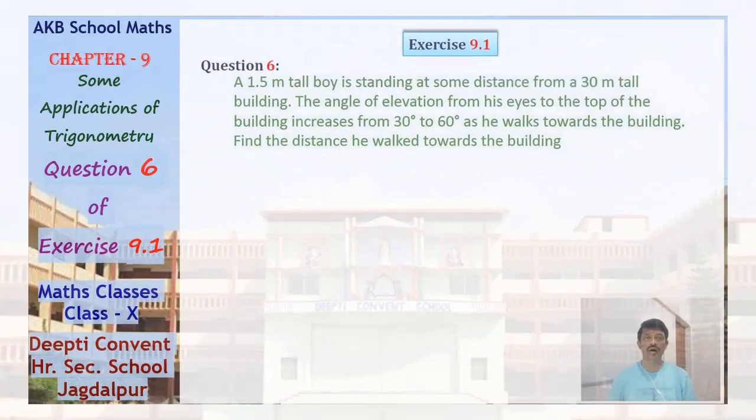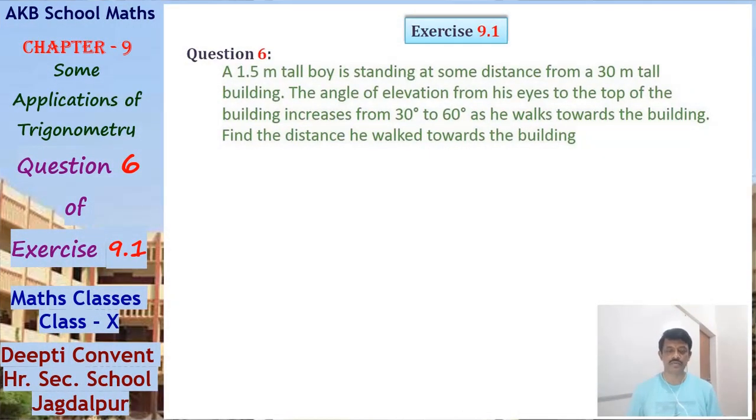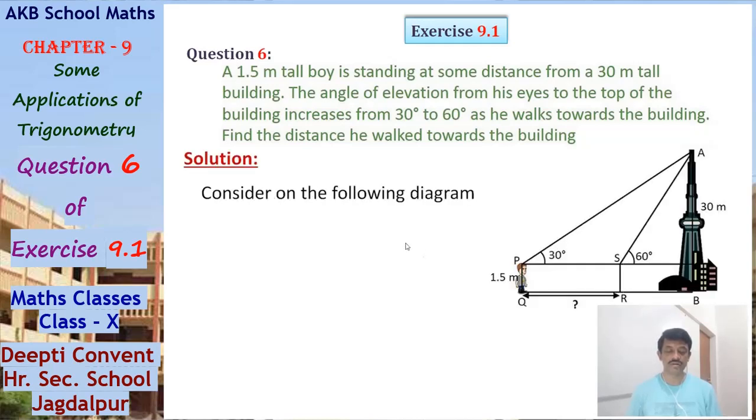Question 6 of exercise 9.1. Here a 1.5 meter tall boy is standing at some distance from a 30 meter tall building. The angle of elevation from his eyes to the top of the building increases from 30 degree to 60 degree as he walks towards the building. Find the distance he walked towards the building. Okay, so let us try to solve this. Consider the following diagram.